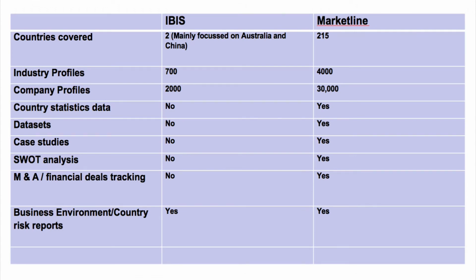There's a lot more industry profiles, 4,000 industry profiles on Marketline compared to 700 for IBIS. Way more company profiles in Marketline, 30,000, and there's 2,000 in IBIS. And Marketline has a lot of other material as well: country stats data, data sets, case studies, and Marketline also has SWOT analysis that you can look at. It also does M&A and various different types of financial deals tracking. Now, both IBISWorld and Marketline have business environment country risk reports, so they're both good for that.